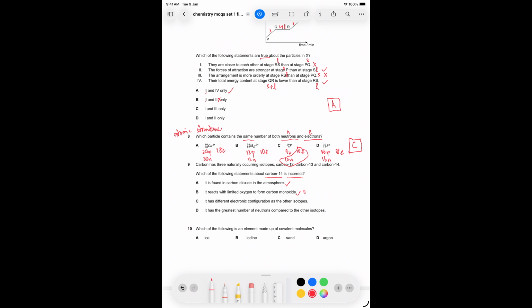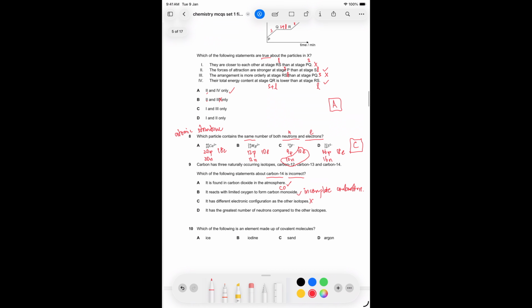It reacts with limited oxygen to form carbon monoxide. Yes, because this is under incomplete combustion. If it's complete combustion, you will form CO2. But if it's incomplete, you will form CO. Okay, that's true.